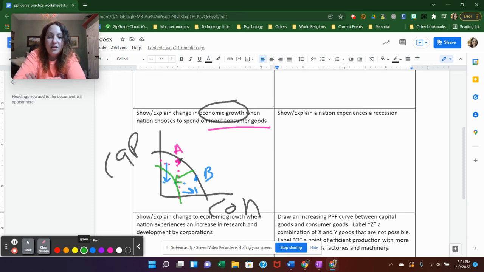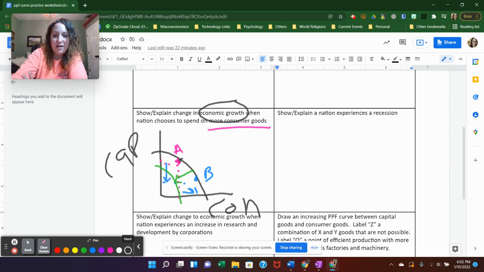Really, the only thing you need here is a leftward shift of the PPF curve, like the green arrow with the green PPF curve. I just wanted to show you the thought process behind it. Going from A to B, making more consumer goods in the long run decreases capital, which is a resource, and there's fewer resources, so it's going to be a leftward shift.